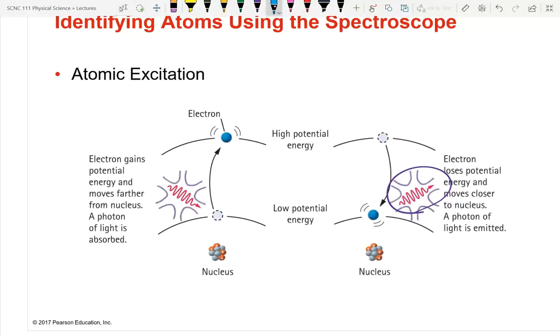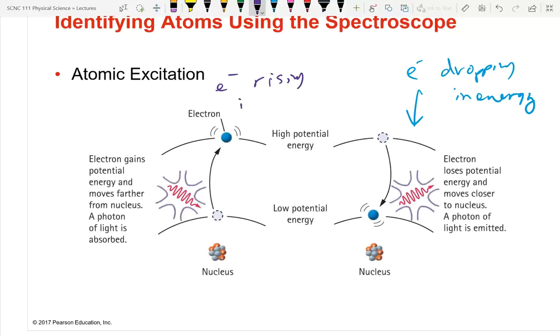Now, this picture has two pieces. I've only focused on this one. This is an electron dropping in energy, going to a lower energy state. On the other side of the picture, there's an electron rising in energy. If it's going to rise in energy, something's going to have to give it energy. Where does it come from? It comes from light. You can also give it energy by collisions, by the way. But typically we talk about light.